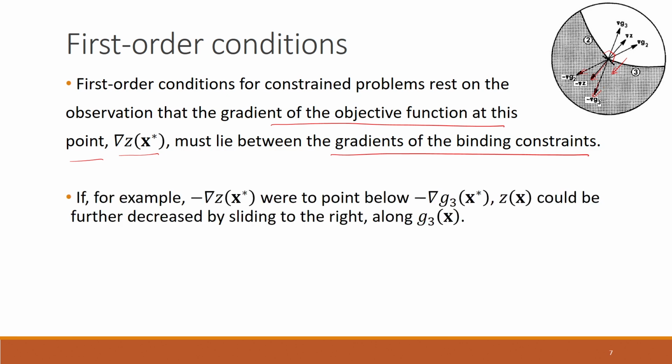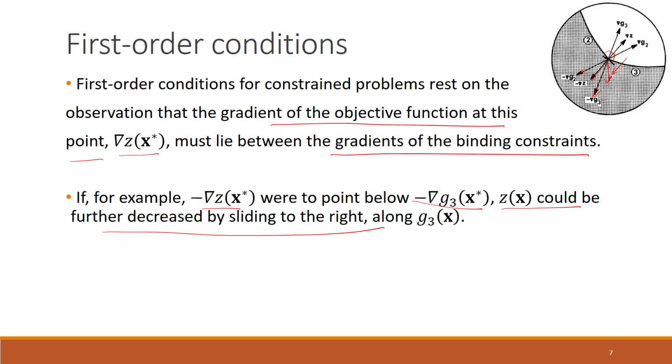And why should that be the case? For example, if that was not holding, suppose minus of gradient of z at the optimal point were to point below minus of gradient of g3. That is, suppose minus grad z was not here but it was somewhere here. Then this z function could be further decreased by sliding to the right along g3. But then that will violate the fact that we have assumed that the optimal solution will lie here.